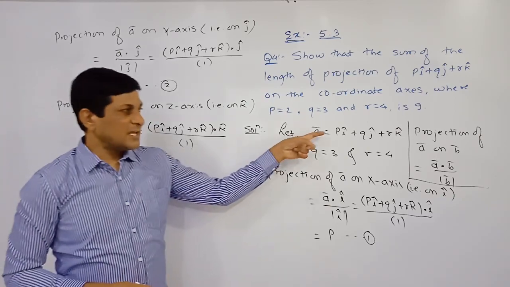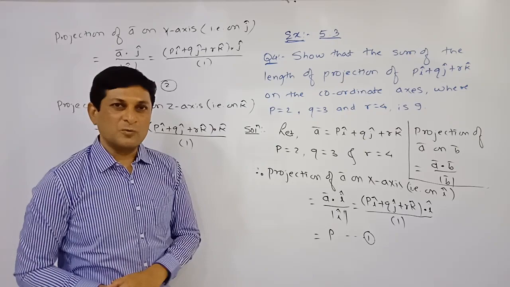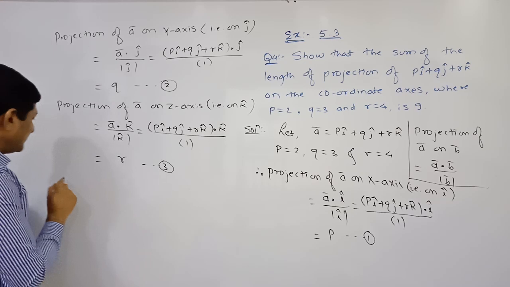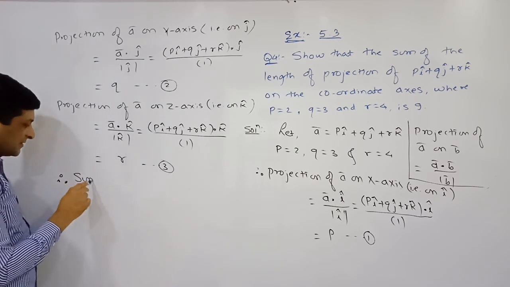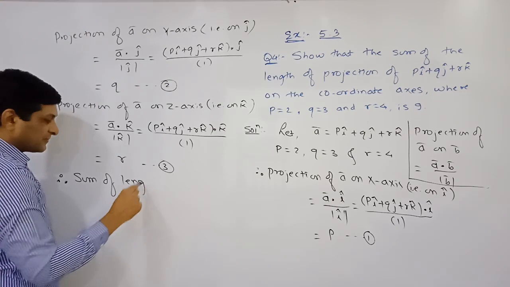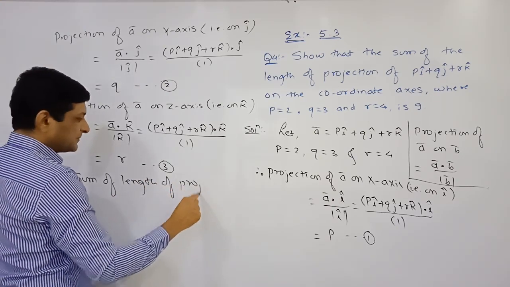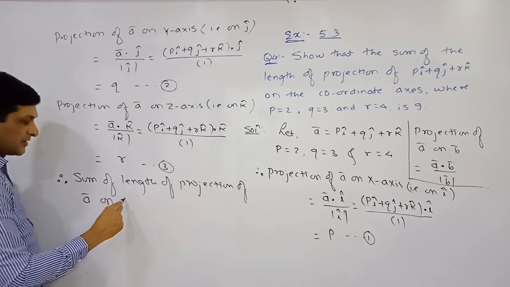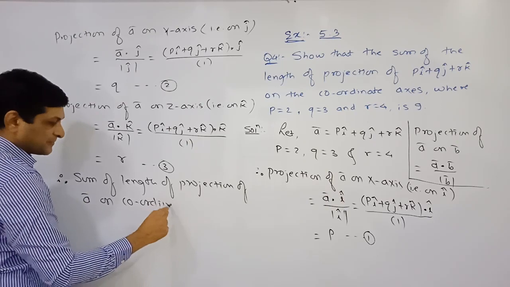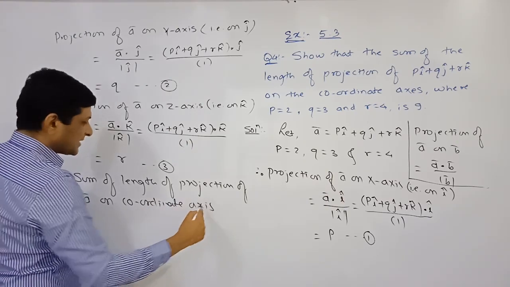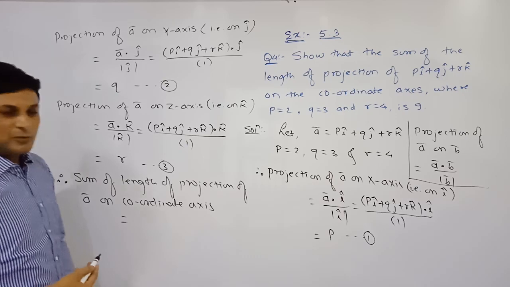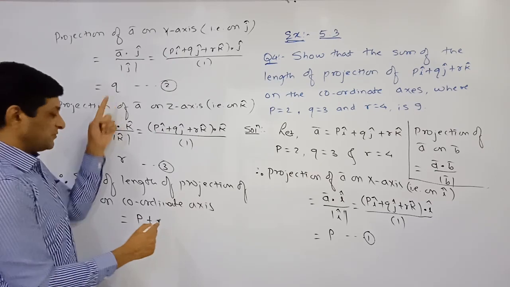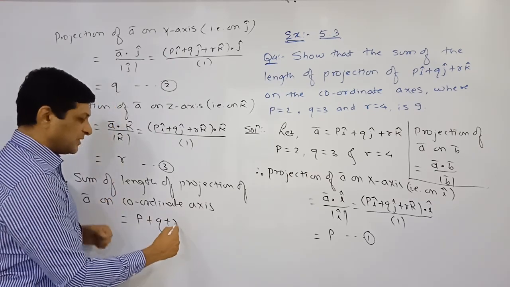So the projections of this A bar on X, Y and Z axis are known to us. Our question is to find out the sum of the length of projection. So therefore, the sum of length of projection of A bar on coordinate axis is equal to, let us try to find out the sum of the projection. What is the projection on x-axis? It will be P, projection on y-axis will be Q, and projection on z-axis will be equal to R.